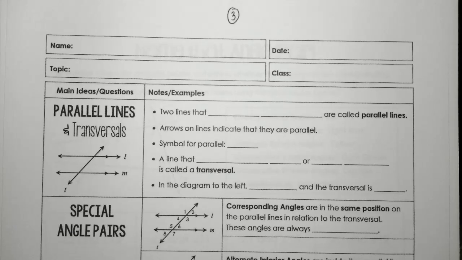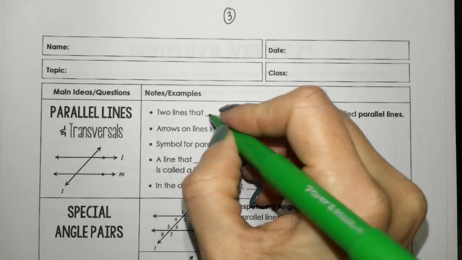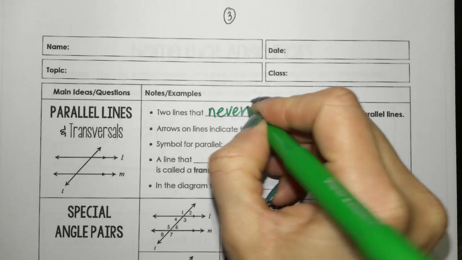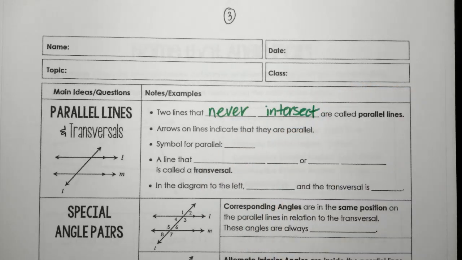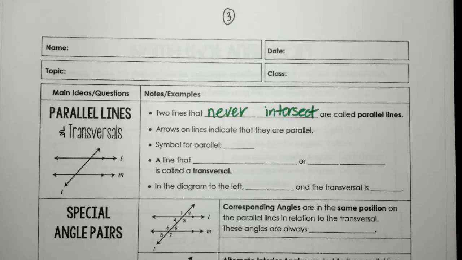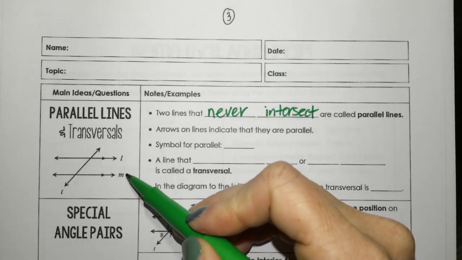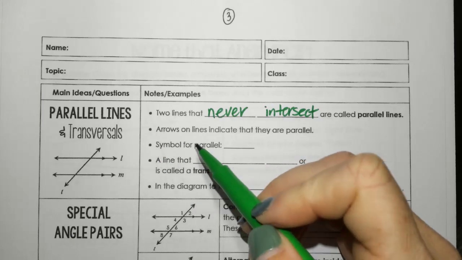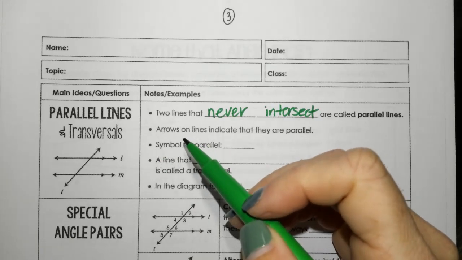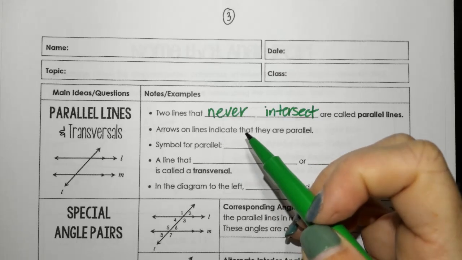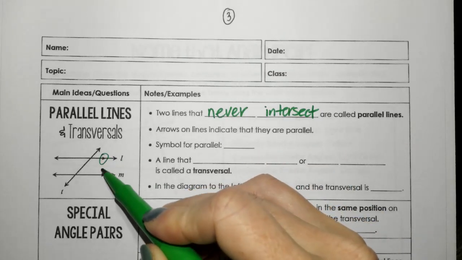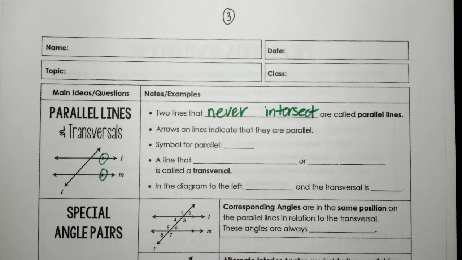So that means two lines that never touch, or in math terms we would say intersect. So two lines that never intersect one another. So lines L and M over here are parallel. Arrows, so I know you guys have seen this symbol before, but you weren't quite sure what it meant. Arrows on lines indicate that they are parallel. So you can see right here these little arrows that are actually on the line. That's the symbol meaning that lines are parallel.